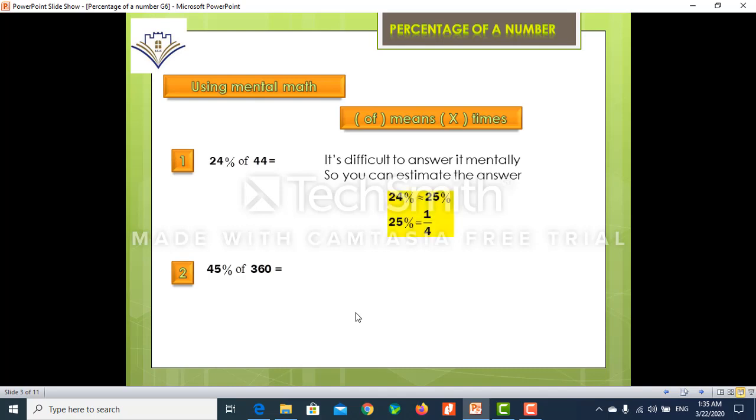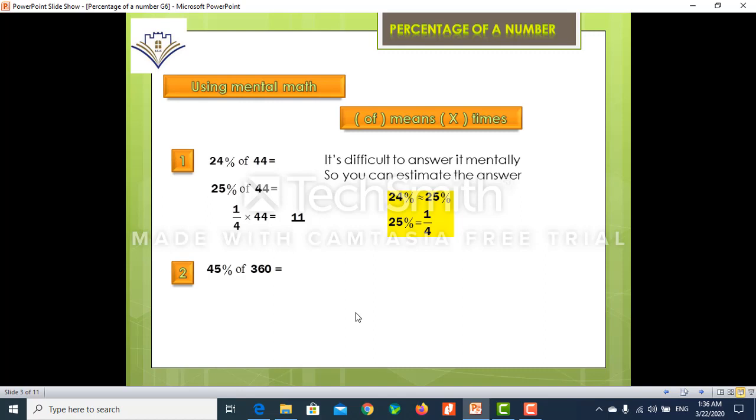24% is nearest to 25%. Then we can replace 24% by 25%. And 25% equals a quarter. Then 25% of 44 means a quarter of 44. 4 and 44 are both divisible by 4, so 4 divided by 4 equals 1, and 44 divided by 4 equals 11. Then you can estimate the answer.